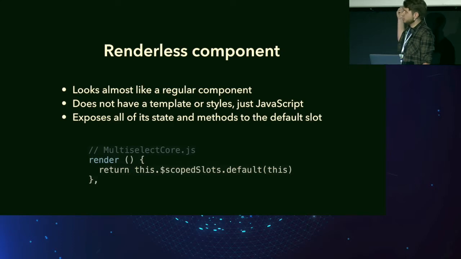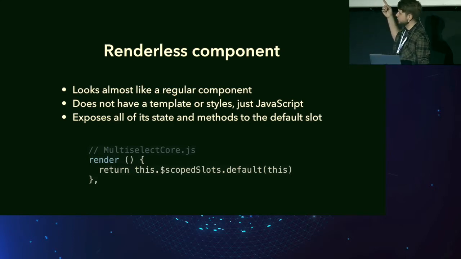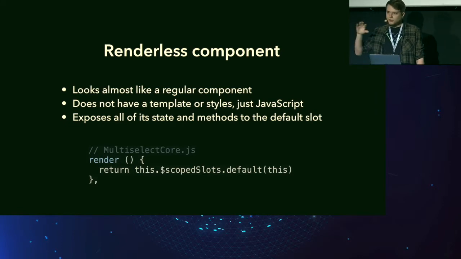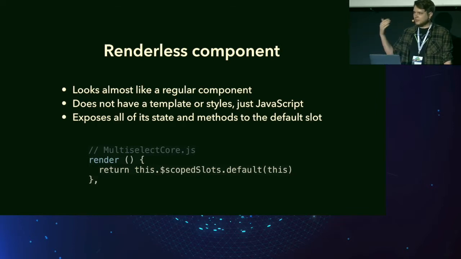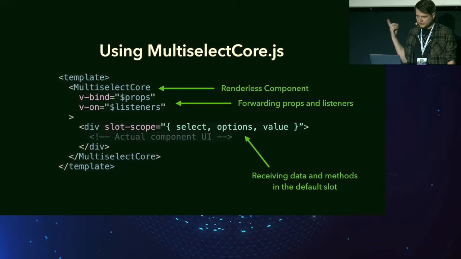So if you want to create a renderless component, this is what you have to do instead of a template. You basically pass the whole this context into the slot so that the slot can just take everything it wants from the component and basically play with it. And then if you want to use it, it looks like this.